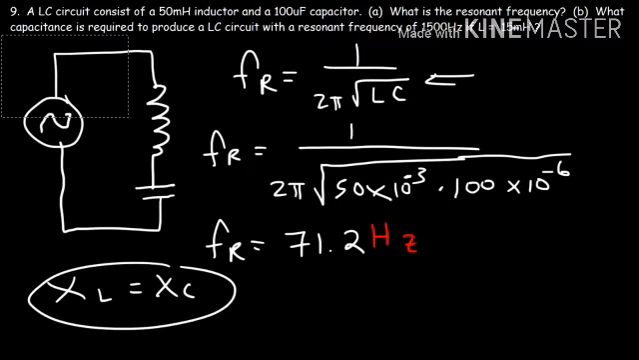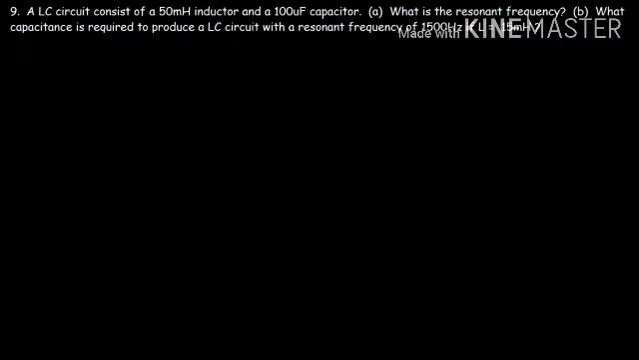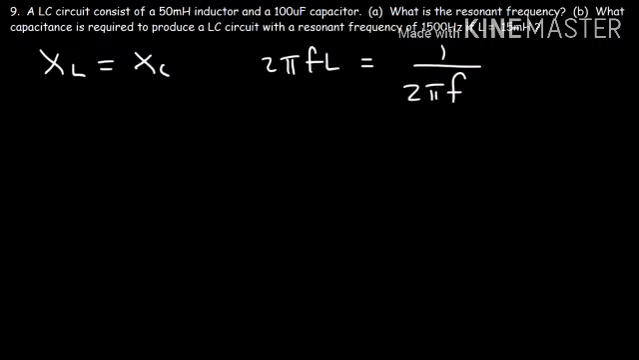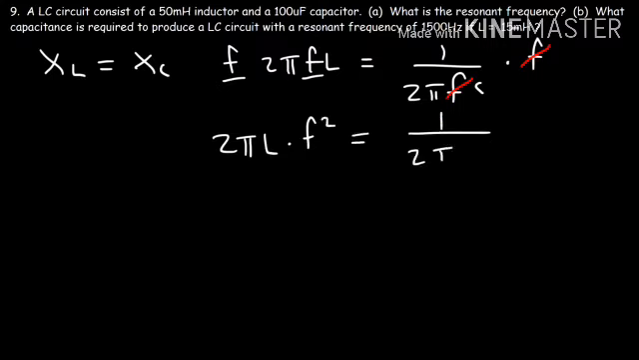Let's go ahead and do that. So XL is equal to XC. XL is 2 pi FL. XC is 1 over 2 pi FC. Now what we're going to do is multiply both sides by F. So on the right side, these two will cancel. On the left side, F times F is F squared. So we're going to have 2 pi L times F squared, and that's equal to 1 over 2 pi C.